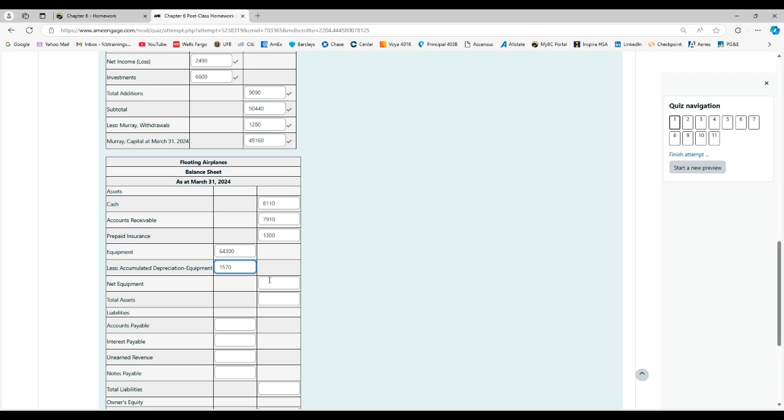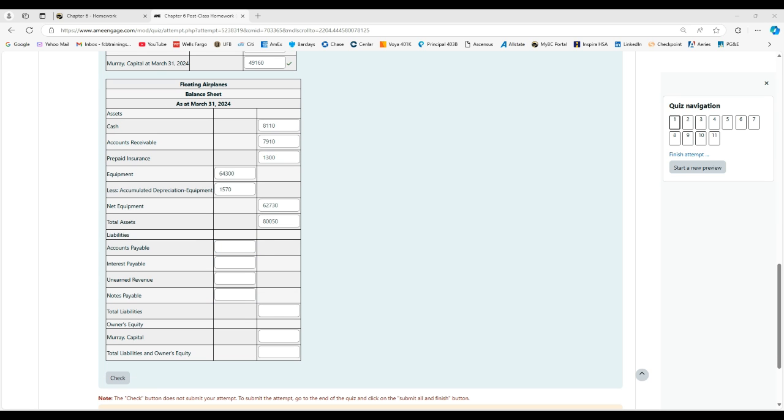Accumulated depreciation. And when it says net equipment, we're talking about the net book value. In other words, I've said it that way in class. The only calculation we really need to do here is just to add these all up. And for my calculations, I get 80,050. And then back to pasting in the rest of the liabilities.